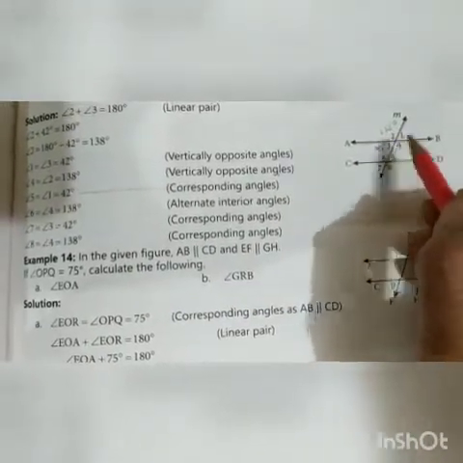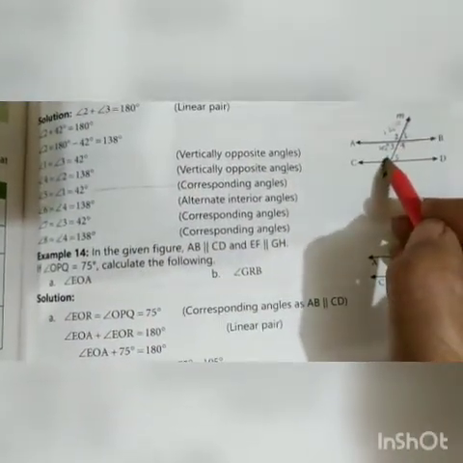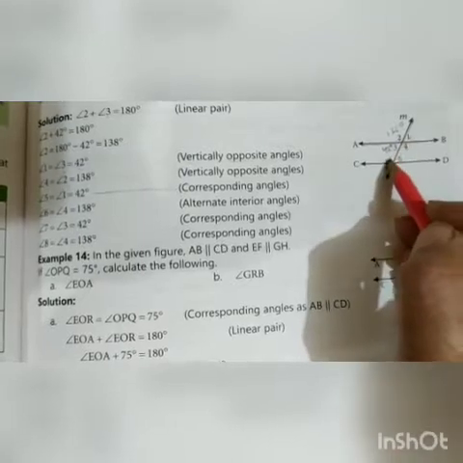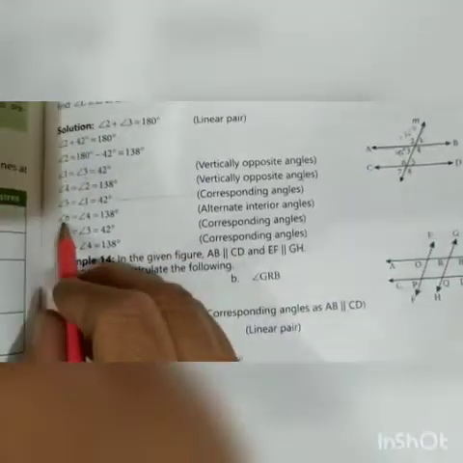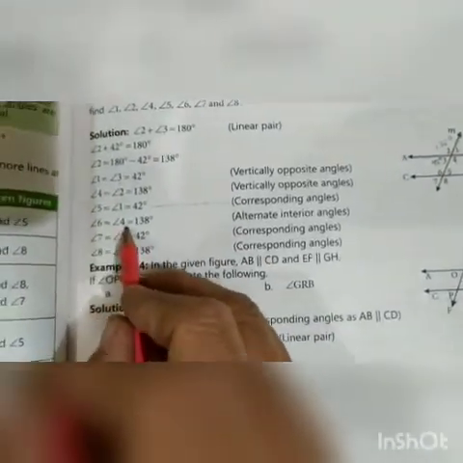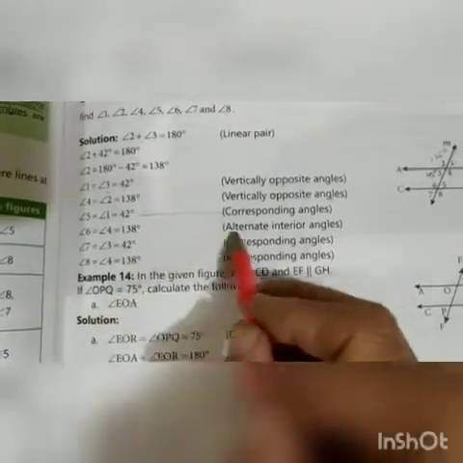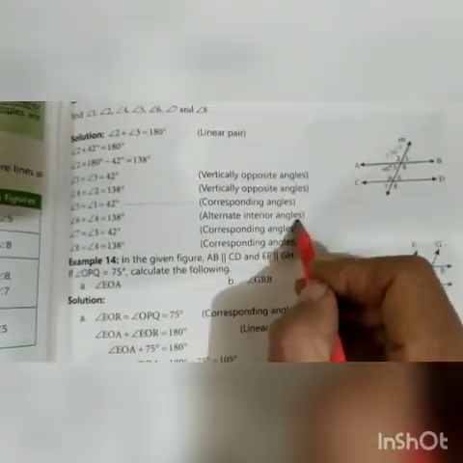Now angle 6 and 4. From 2 we have found 4. Now from 4 we can find 6. 4 and 6 are alternate interior angles. Angle 6 is equal to angle 4, equal to 138 degrees, alternate interior angles.